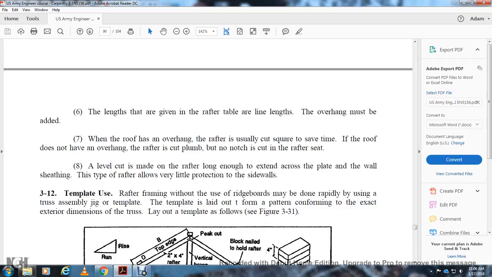The level cut is made with the rafter length along the extent across the plate with the wall sheeting, of the type of the rafter allowed with the vertical and very little protection of side walls.